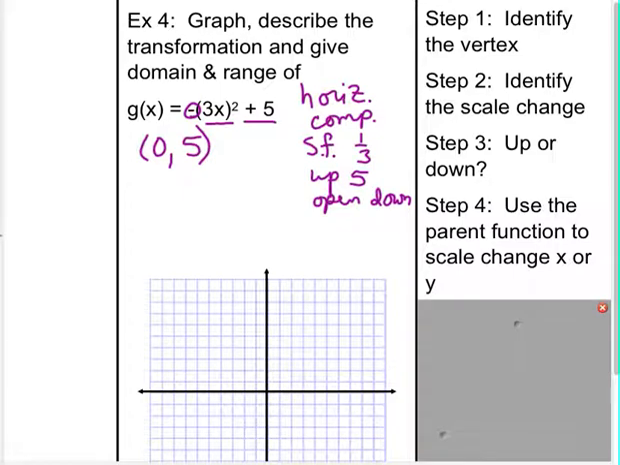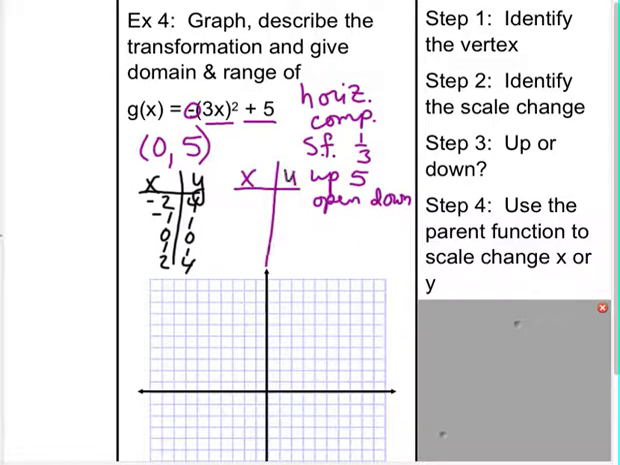So now we will use the parent function to scale change. But when we plot, we will first plot our vertex. So parent function t-chart real quick. And because it is horizontal, we will be multiplying our x-coordinates by 1/3. Typically, we would leave our y-coordinates alone, but because it opens down, our y values become negative.